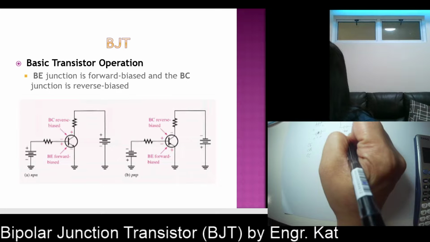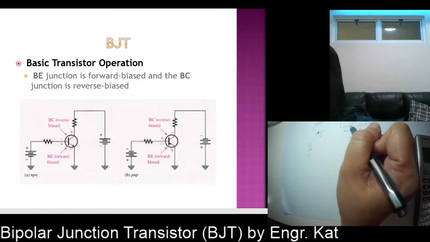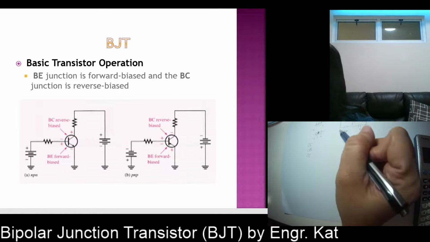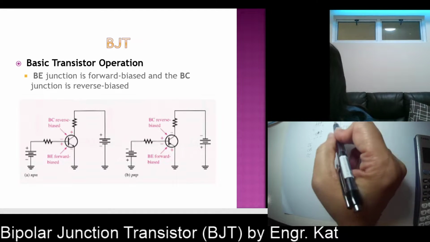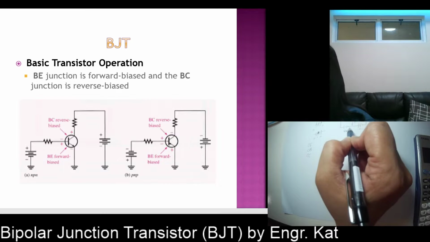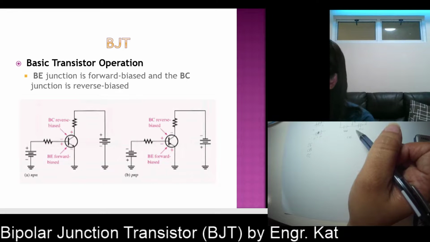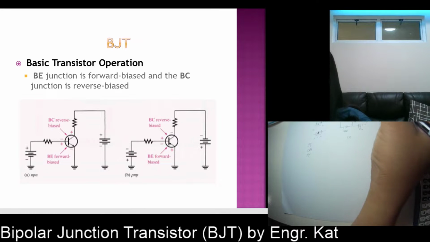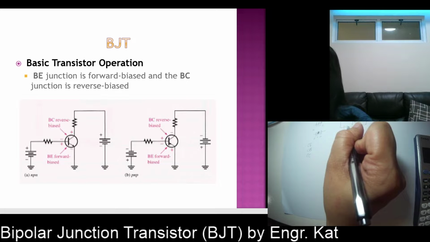So why do we have here common base? This is common base because base is common to both input and output. What is your input here? Emitter to base. What is your output here? Base to collector. So emitter to base must be forward biased while collector to base must be reverse biased. If your transistor is connected in this manner, what is the symbol for your PNP? What is the direction for your current? It is usually from the negative to the positive.